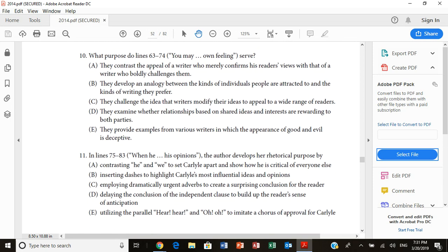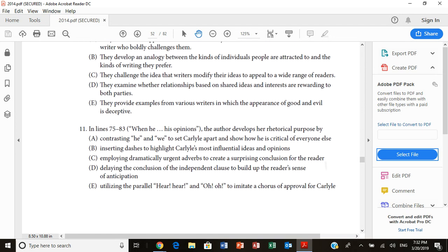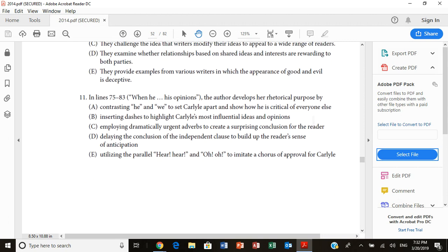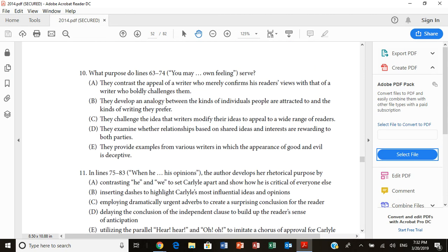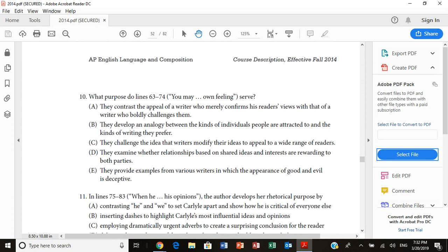What purpose do lines 63 to 74 serve? Line 63: you may meet a man whose wisdom seems unimpeachable since you find him entirely in agreement with yourself, but this oracular man of unexceptionable opinions has a green eye and a wire. Remember that? Okay. What is that doing rhetorically? Contrasting he and we. Well, actually, we have a lot of yous in there, okay? And she is directly addressing her audience as a you. Oh, wait a minute. Am I in the right one? No, sorry, 63 to 74. I am on the right one. Yeah, it is the "you may meet a man."